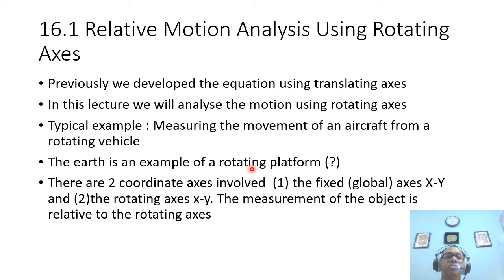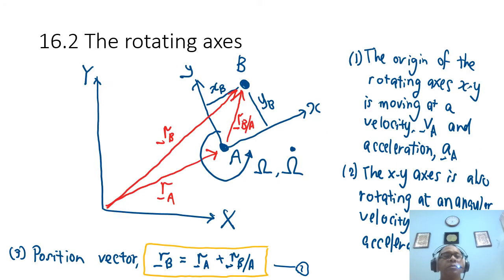There are two coordinate axes involved. The first is the fixed axis, which is the XY axis, and the second is the rotating axis. The capital XY is the global axis, the small xy is the rotating axis, and the measurement of the object is done relative to the rotating axis. This is an example of what we have been talking about.